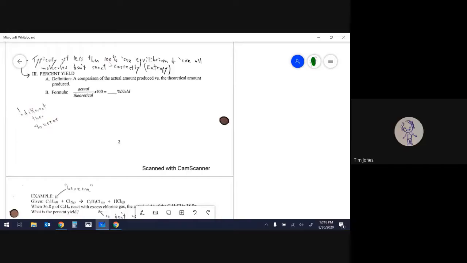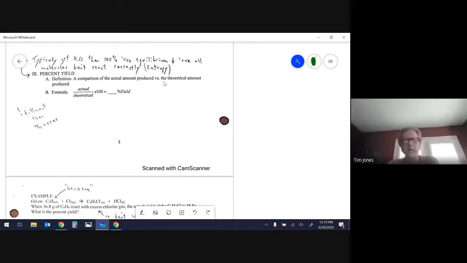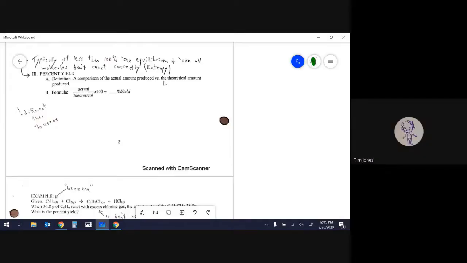A couple of reasons are equilibrium. Maybe the reaction reaches a state of equilibrium and doesn't go all the way. Another reason is just entropy and chaos. Even if you have a reaction that prefers to go forward, not every molecule runs into the other molecule that it needs to. Sometimes molecules decide to do a different reaction, and so for the most part, you never get 100%. There are some weird cases where you might get 100%, but that's a unique situation.